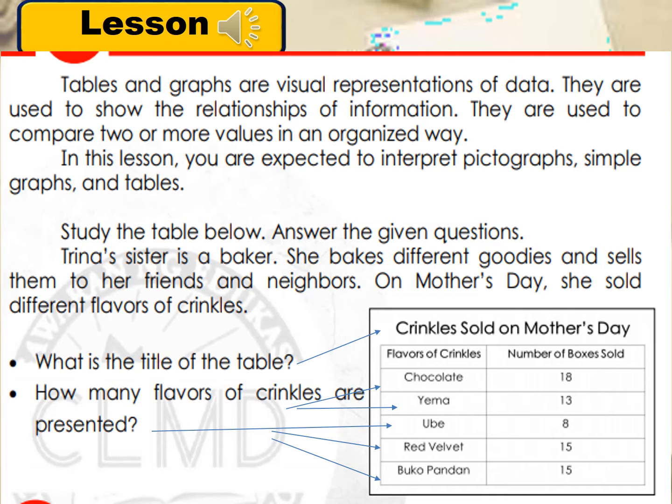Now, how many flavors of crinkles are presented? We can see in the table the flavors of crinkles. We have chocolate, yema, ube, red velvet, and buko pandan. So how many? We have, yes, 5 flavors.